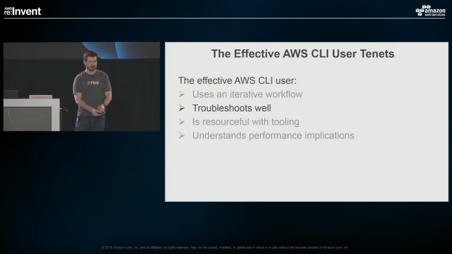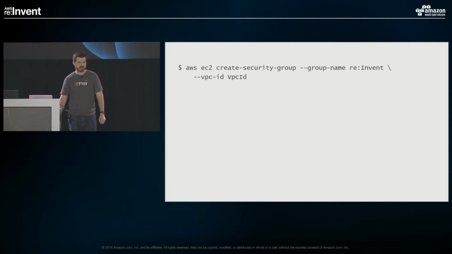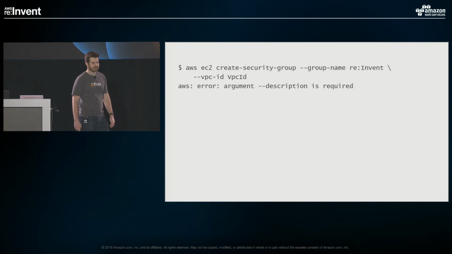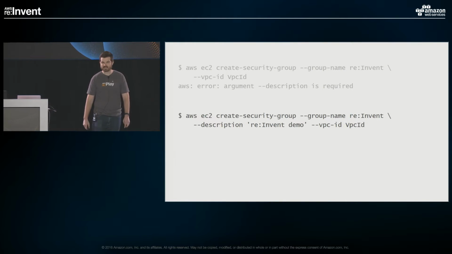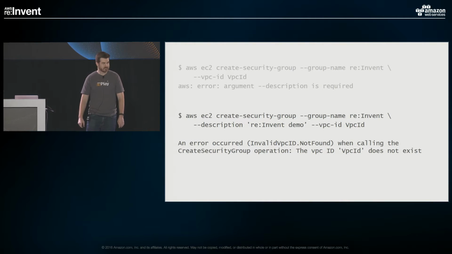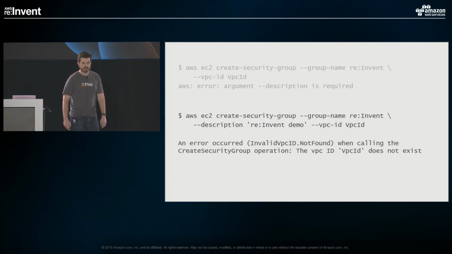So now what I want to do is talk about the second tenet, which is the effective AWS CLI user troubleshoots well. So here's a command that many of you in the room have probably run, where you ran the command and you got an error back saying you're missing a required argument. Or you ran a command like this and you had specified an invalid resource ID. For the most part, CLI exceptions are self-explanatory, but for some exceptions, you may not understand how you're getting them, and you need some deeper insight into what exactly is going on with your CLI command.